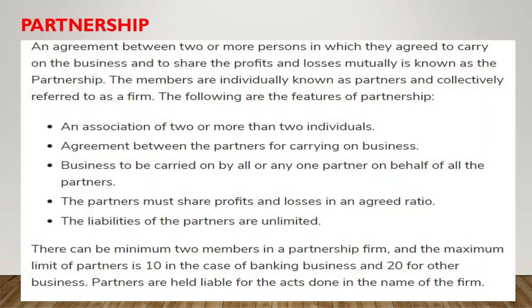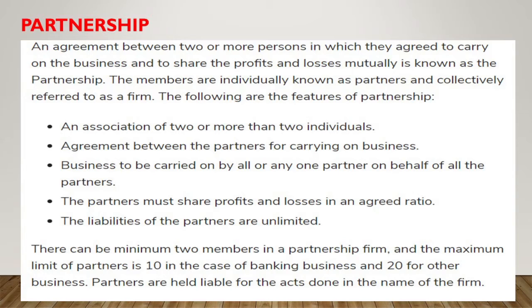Before that, try to understand a small explanation about partnership. Like a joint venture, more than two parties are there, and they agree to share the profits and losses equally or mutually. That is called a partnership. In this, the members are called partners, and they are collectively referred to as a firm. So all the partners together are called a partnership firm.